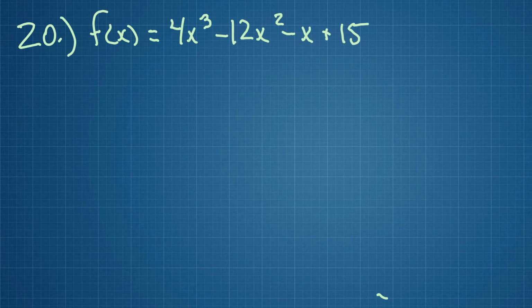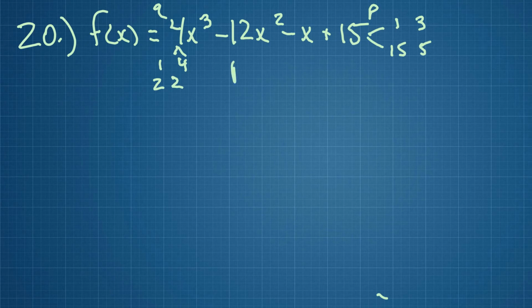Alright, 20. We're going to start off. We're going to find our P. This is our P, and then we're going to find our Q. So 15 is P, Q is 4. How do you get 15? 1 and 15, 3 and 5. How do you get 4? 1 and 4, 2 and 2.